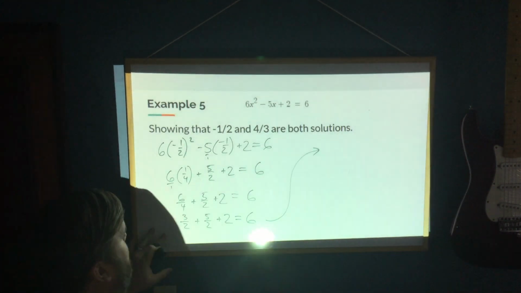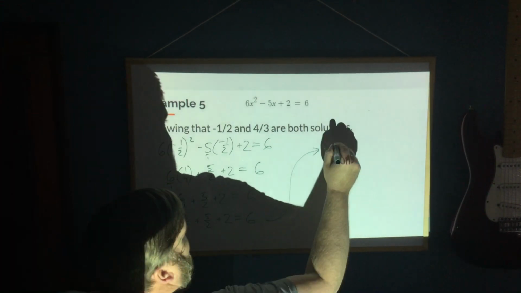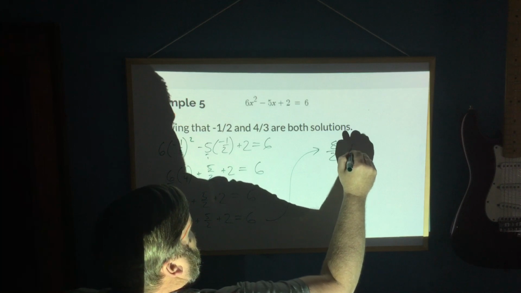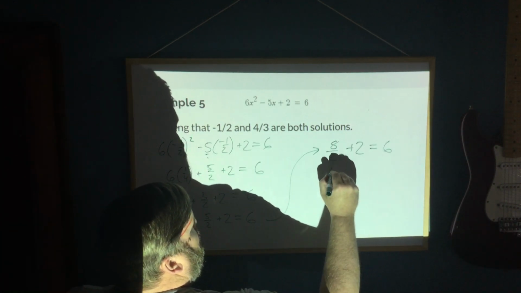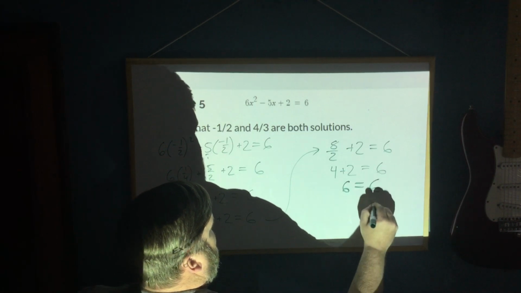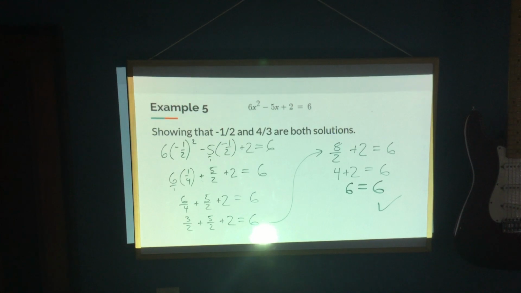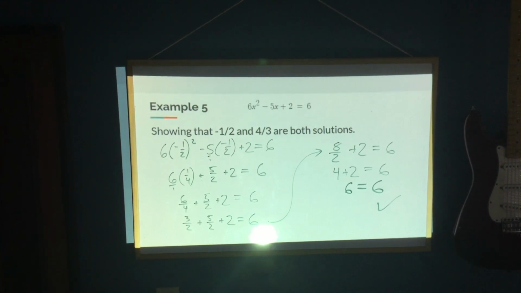We'll pick this up over here. 3 halves and 5 halves, that's 8 halves, plus 2 equals 6. 4 plus 2 equals 6. 6 equals 6. So -1/2 worked. I plugged it in and I got a true statement.